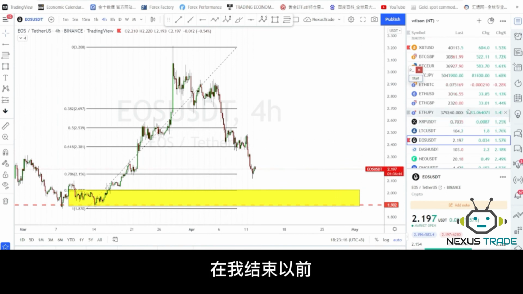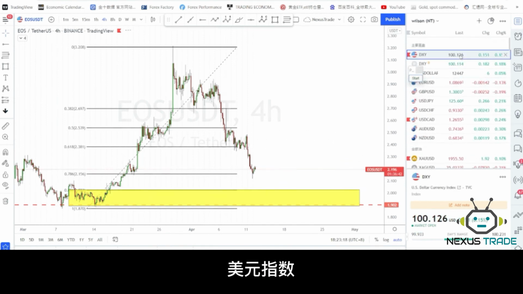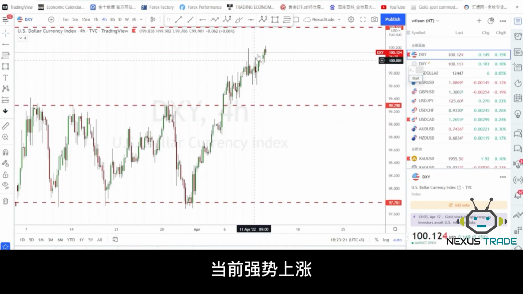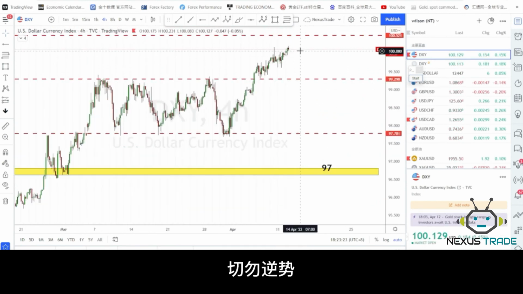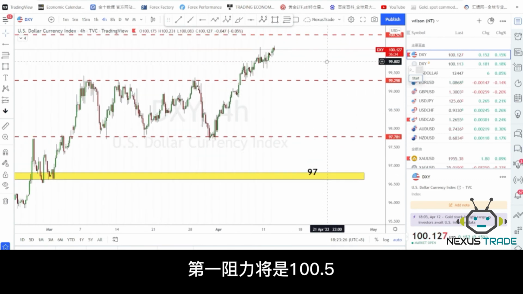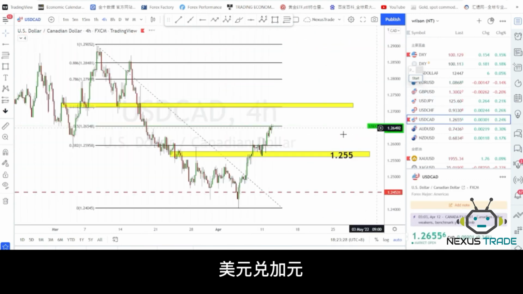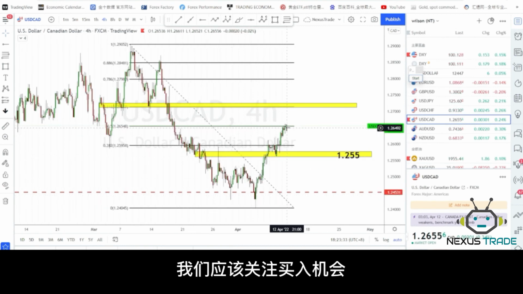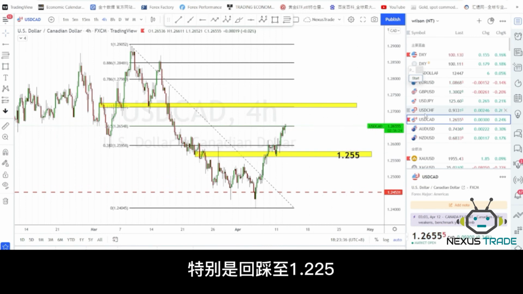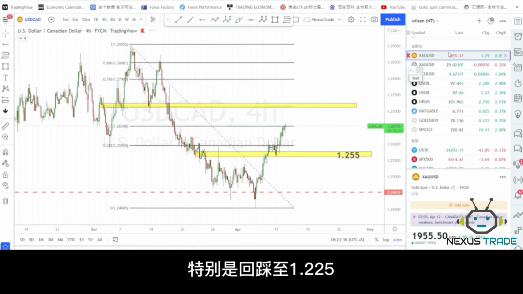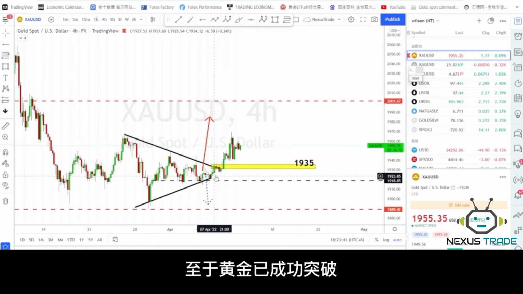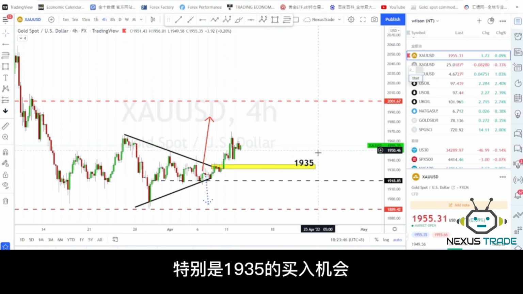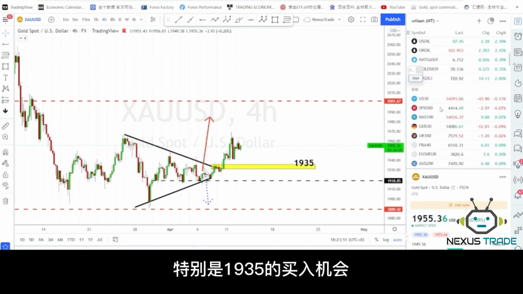Alright, so before I end my session, I'd like to summarize again. For the dollar index, currently the price is still very strong. The first resistance will be 100.5. For USD CAD, we can see that the price formed a solid base over here, so we should continue to buy when a pullback to 1.255. For gold, we can see that the price chose to break out, so whenever a pullback is given, ideally 1935, then we should continue to buy gold.